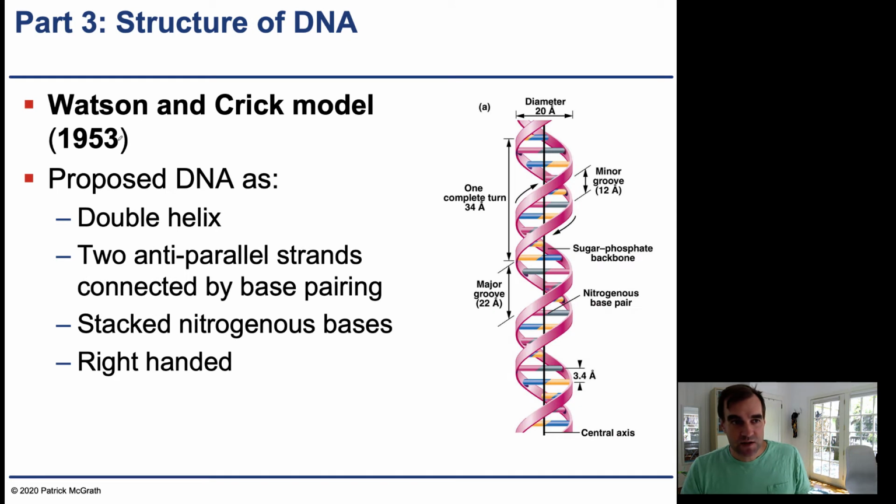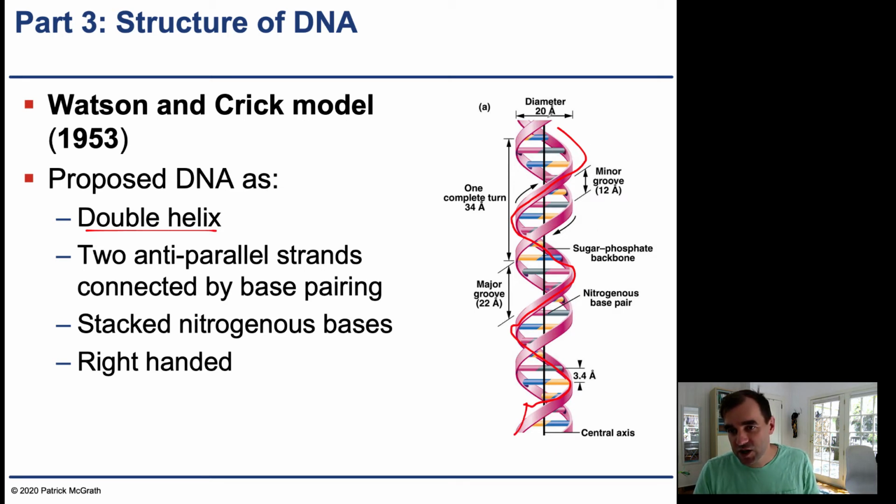And so based upon this information, Watson and Crick proposed a model back in 1953. They proposed that DNA was double helical, which agreed with the Franklin experiments. And then they also proposed that it was two anti-parallel strands that were connected together by base pairing. And so the outside has two different backbones, so we can see a backbone running through this, but you note that there's actually two different backbones going on.